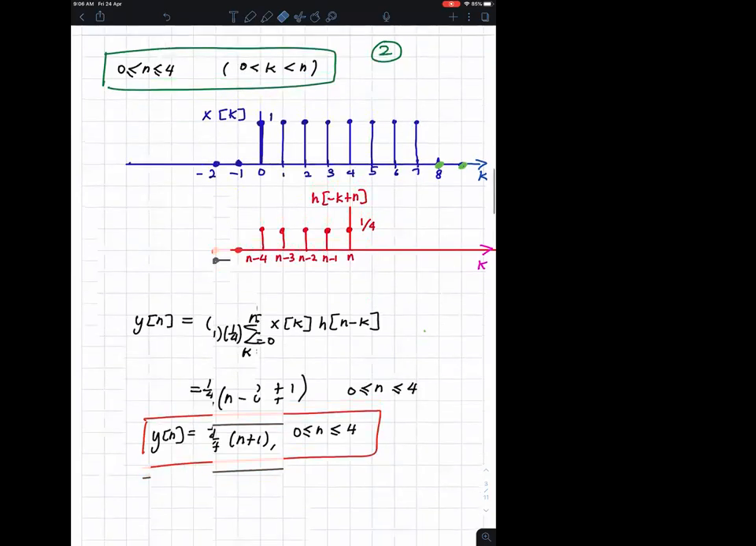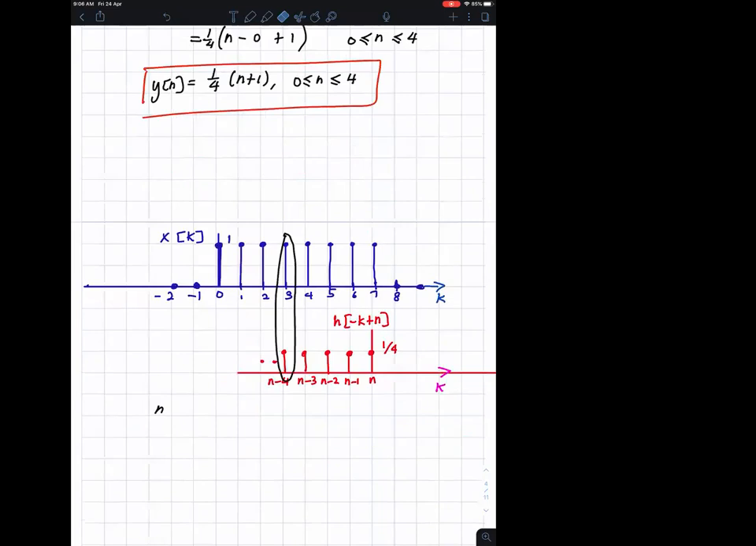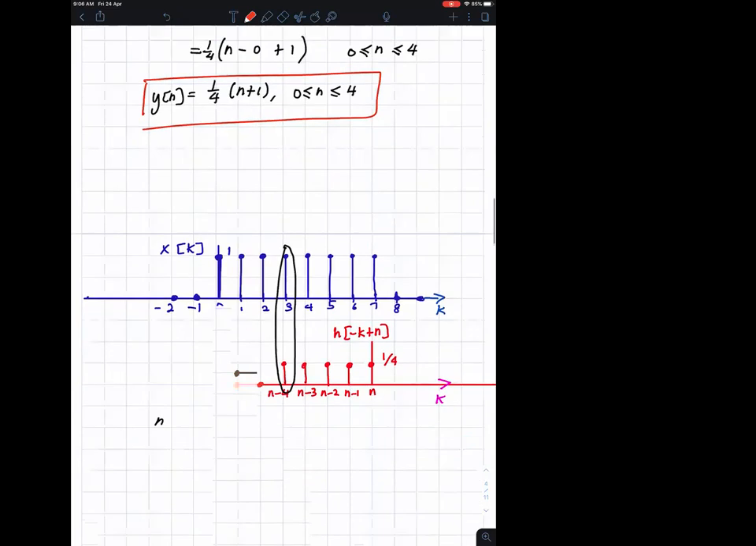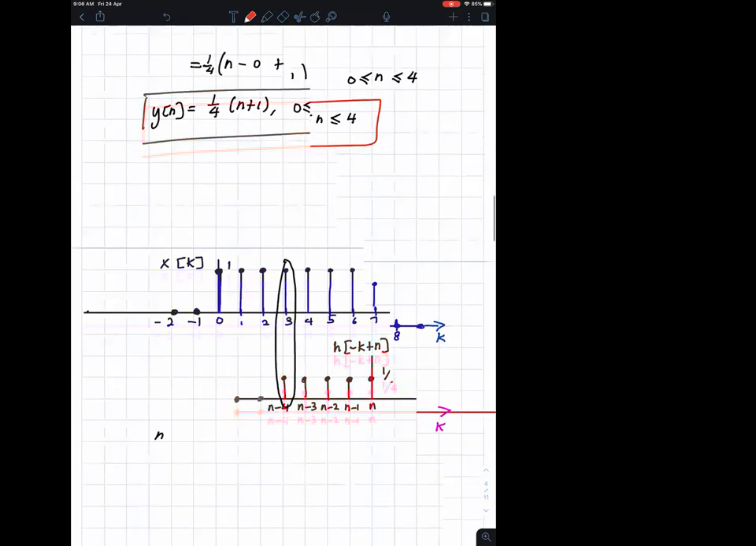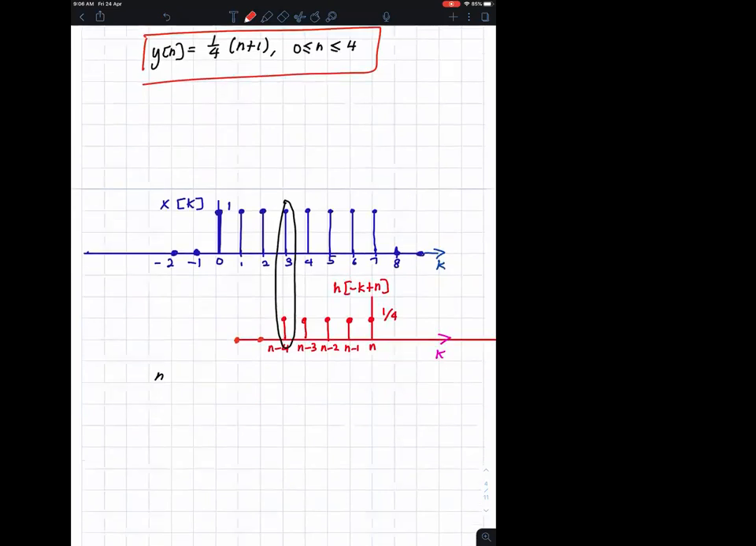Okay, now let's look at the overlapping part. That's why this is important, because the signal is limited on the left side. For the next part, it's overlapping until the right hand side aligns to each other.